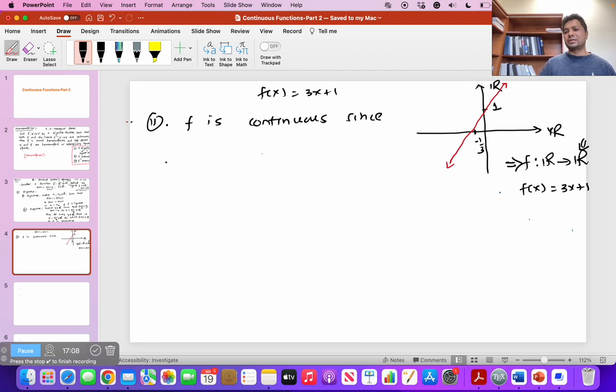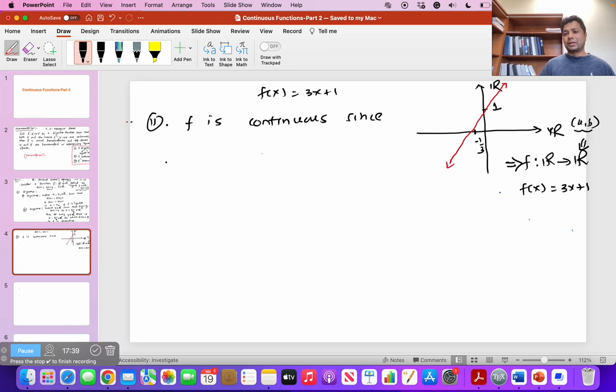And we know that the basis elements for the standard topology on R are the open intervals like this one. So these are the basis elements for the standard topology on R. So the inverse image of this open interval, the inverse image of this basis element, has to be open in R. And now we can find the inverse image of A.